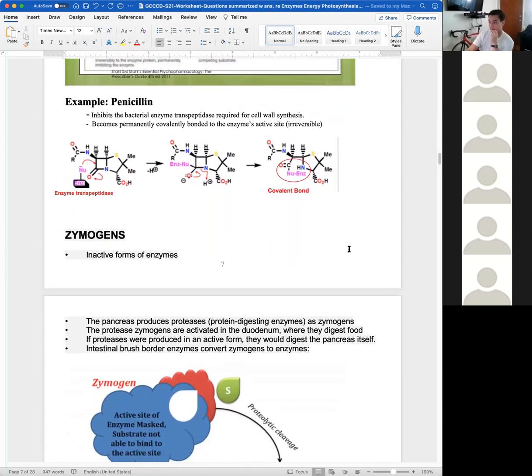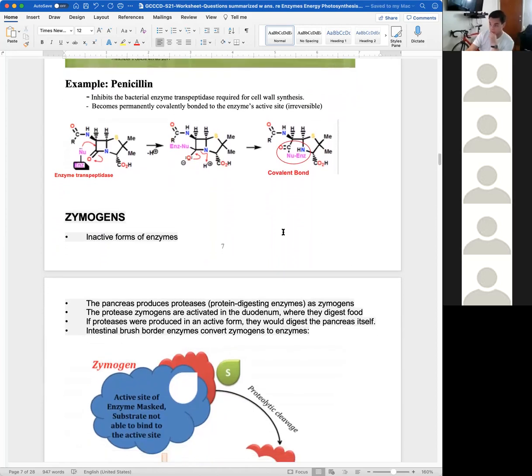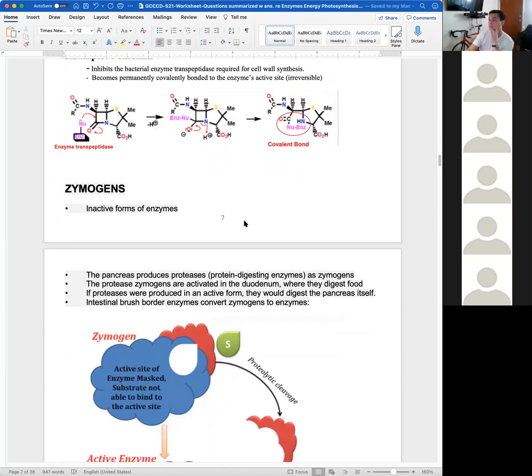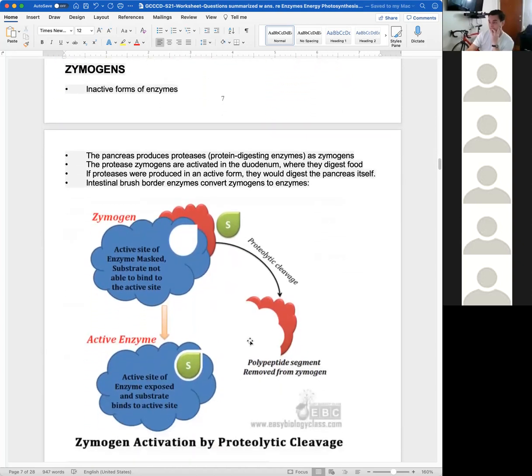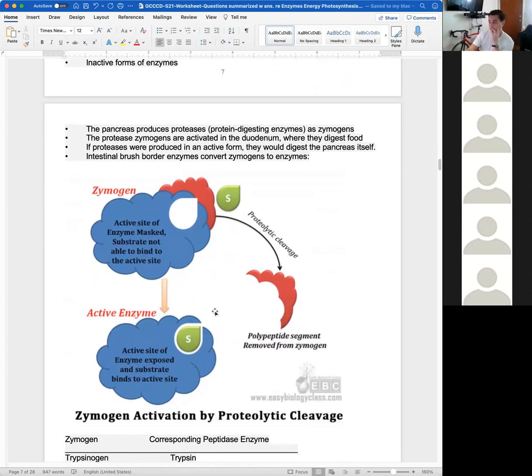There were some questions about zymogens. Zymogens are inactive forms of enzymes. And this picture illustrates how a zymogen works. So the blue structure is an enzyme. It has an active site here, white, where this green molecule substrate wants to fit.